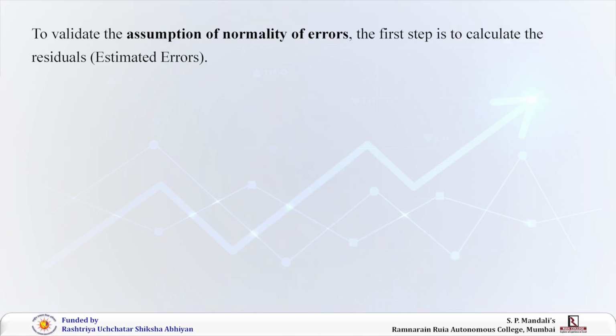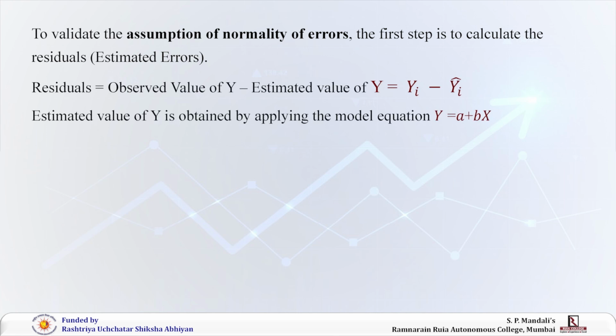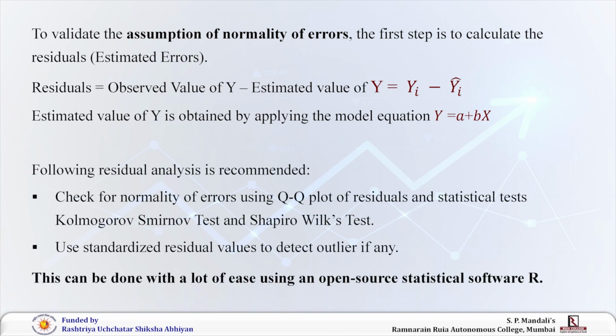So now let's try to understand how to validate these assumptions of simple linear regression modeling. Most of the assumptions, as you must have noticed, are around the errors in the modeling. So to validate the assumption of normality of the errors, the first step would be to calculate the errors. So basically we calculate the estimated errors, and they are called the residuals. A residual is obtained as the difference between the observed value of the dependent variable and the estimated value of the dependent variable. The most important assumption of simple linear regression model is about normality of the errors.